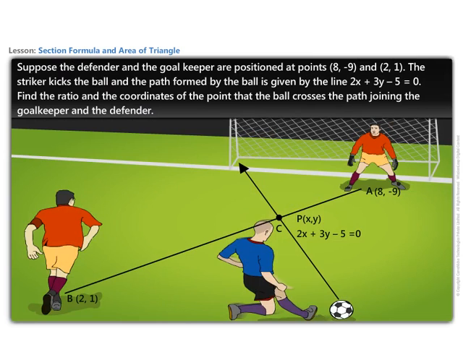Now, let us apply section formula to solve some real-life examples. In a football match, if the goalkeeper and the defender were positioned at (-2, -2) and (2, -4) respectively, find the position of the striker at P who kicks a goal if the distance between him and the goalkeeper is 3/7 times the distance between the goalkeeper and the defender.